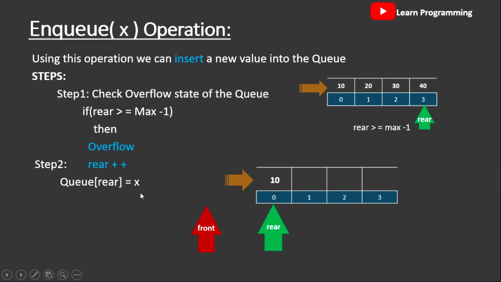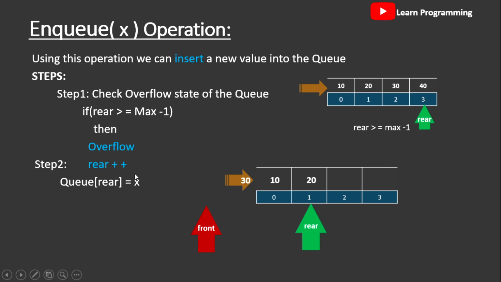Let us consider one more value to insert. So 20. Now I would like to first check the overflow state, where rear value is 0, and 0 is greater than or equal to 3, which is not true. So now we can increment the rear position by 1. Let me increment it. And now I can insert the 20 into the queue, which is q of 1 equals 20. Hope you understood the Enqueue operation.